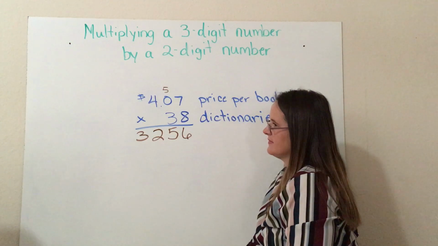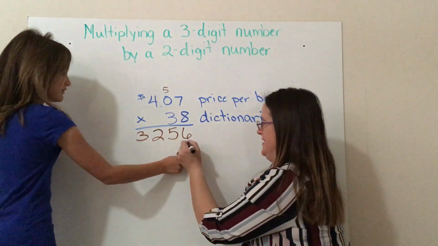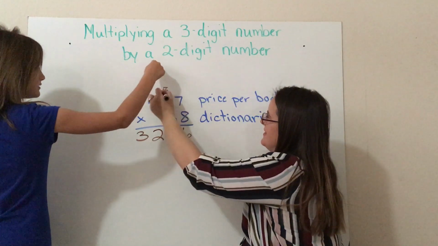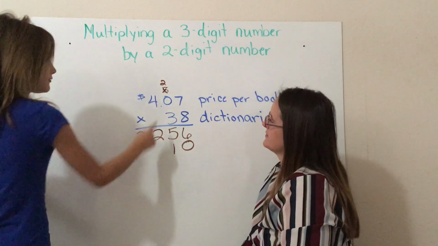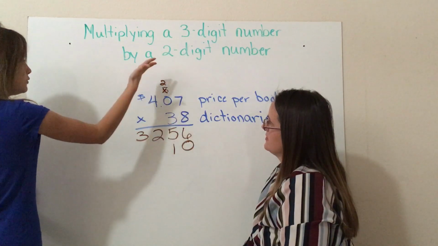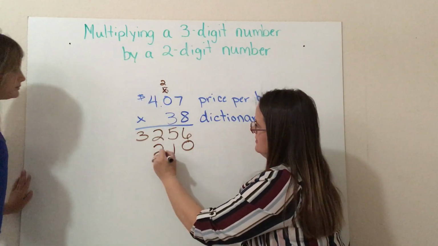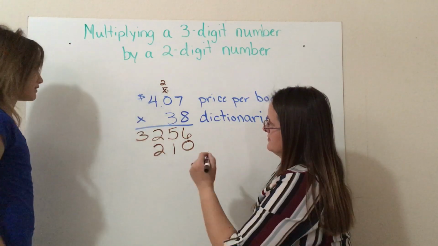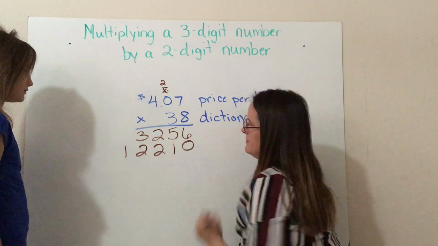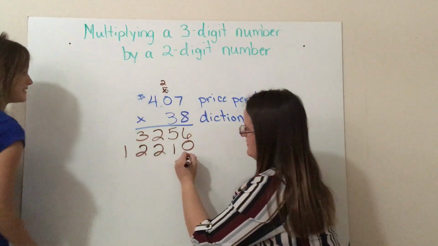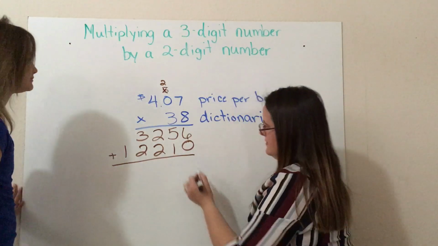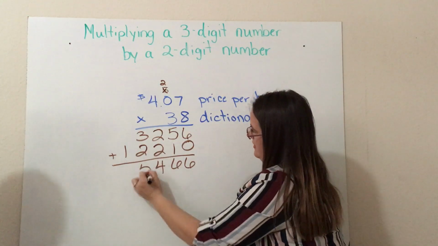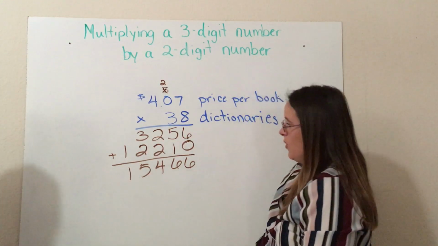21. Put the 0 here first. Don't forget your 0. Now 3 times 7, the 1, 0. Okay. 3 times 0, 0 plus 2, 2. 3 times 4 is 12. And then we add. So 6, 4, 5, 1. Whoa!